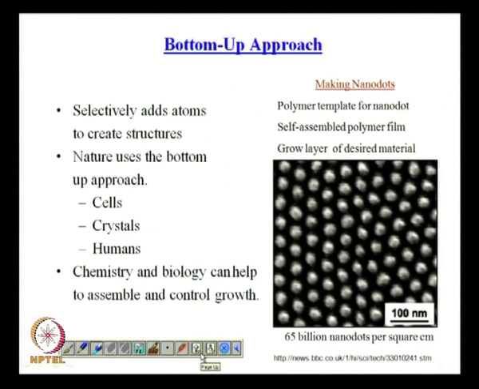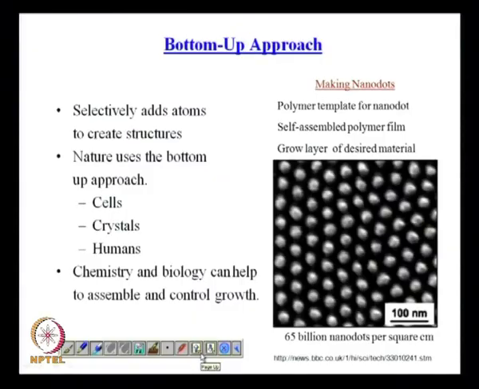Now, let us think of a bottom up approach. You devise your strategy in such a way that you can add atom by atom on portions of a surface, and thereby build a structure out of nothing. So, the first advantage is you are not going to lose any material. The amount of chemicals involved will be less, since you are not going to depend on photolithography that much.